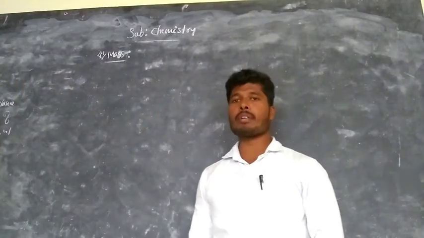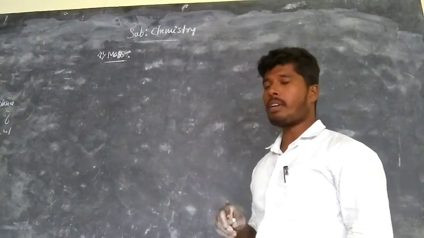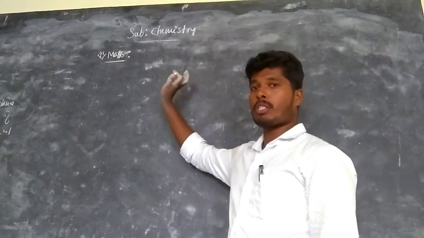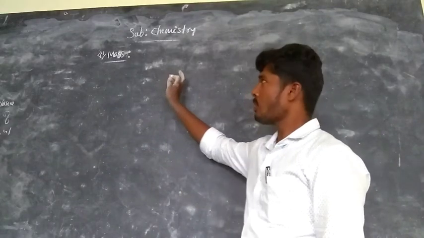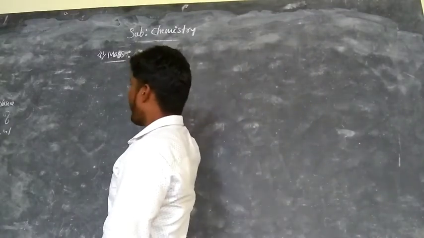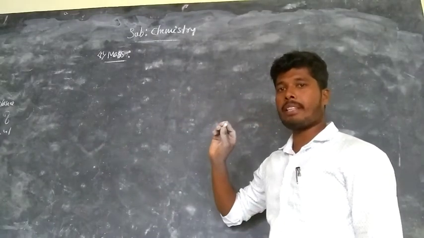In this class we are going to learn the definitions of some basic words. This is helpful to understand some concepts in both physics as well as chemistry. Now the first word is mass. Mass of the substance is the amount of matter present in the system.